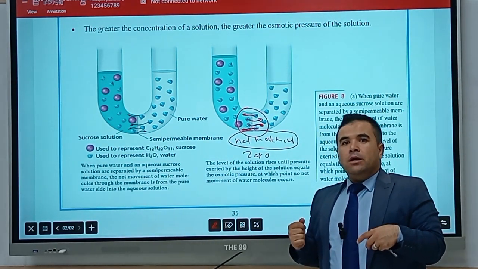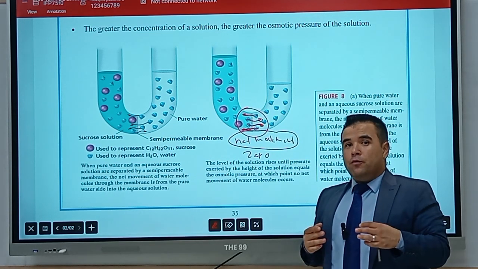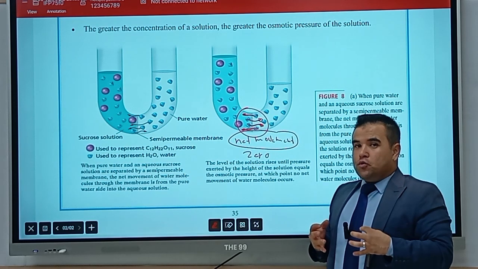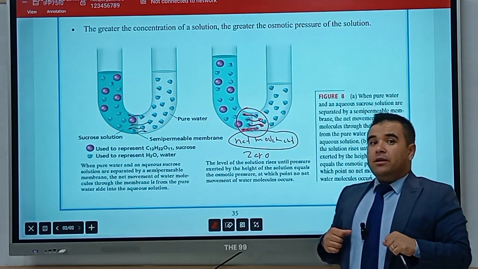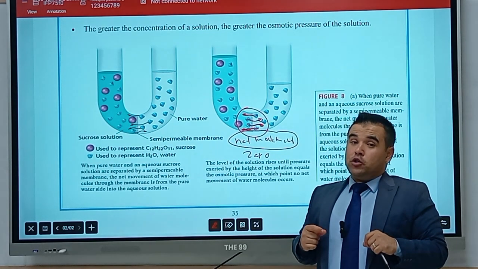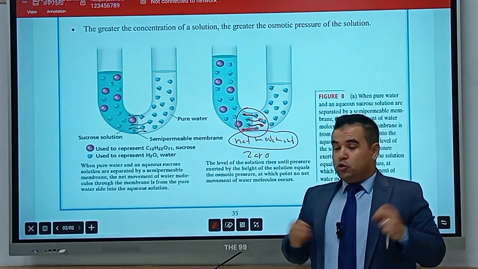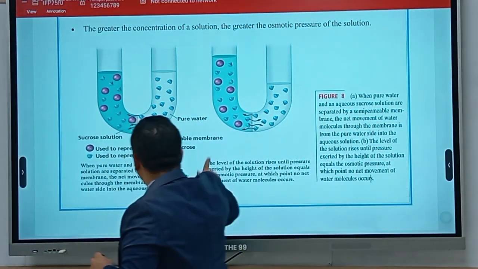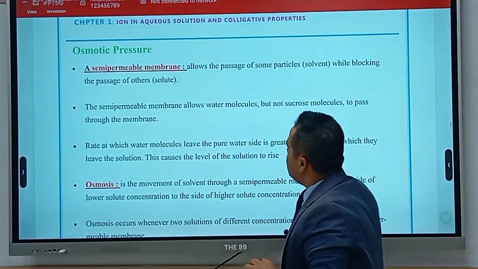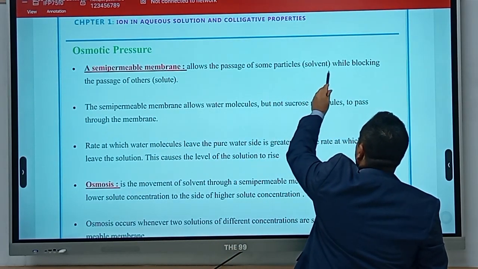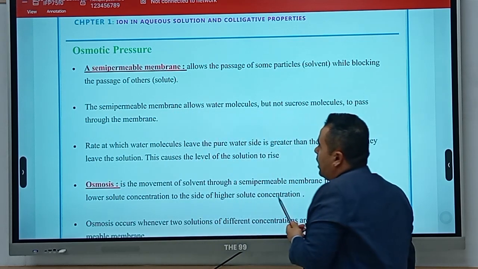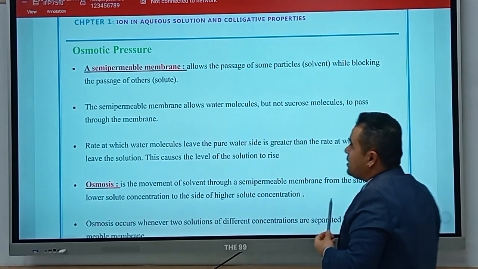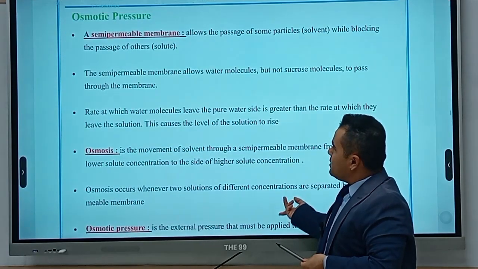And then the osmosis. Osmosis is the movement of water or a solvent from the low concentration side toward the high concentration side, and the osmotic pressure is an external pressure which must be applied to stop the osmosis. In order to stop the osmosis, we have to apply the osmotic pressure. So guys, here we have a membrane that allows the passage of some particles, the solvent, while blocking the other particles. A semi-permeable membrane allows the water molecules but not sucrose molecules to pass through because of their different sizes.